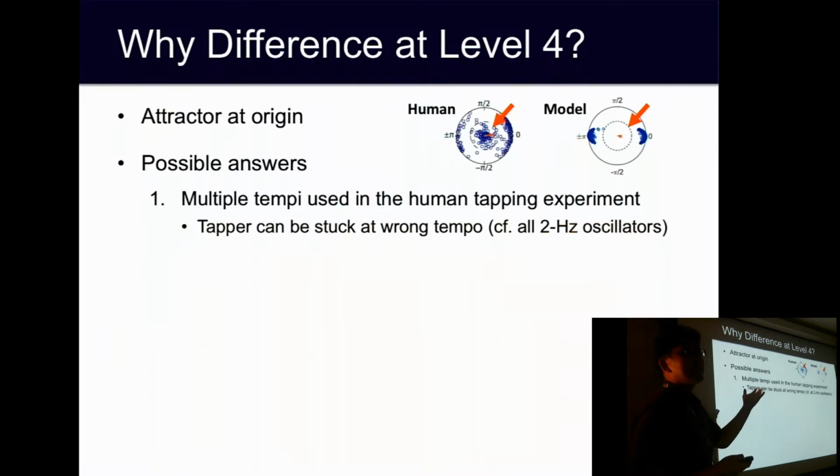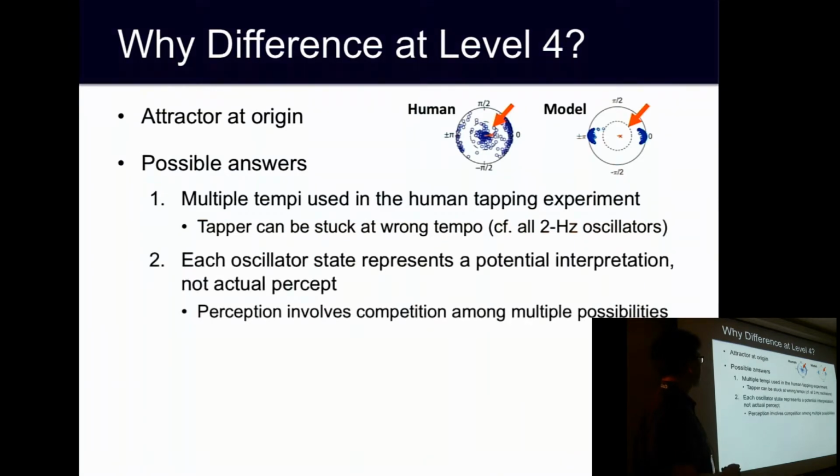But these oscillators were all tuned to 2 Hz. So they didn't really have to find the frequency, they only needed to find the phase. But another possibility is that each oscillator state represents a potential interpretation, not the actual perception. So perception may involve competition between multiple possible interpretations.